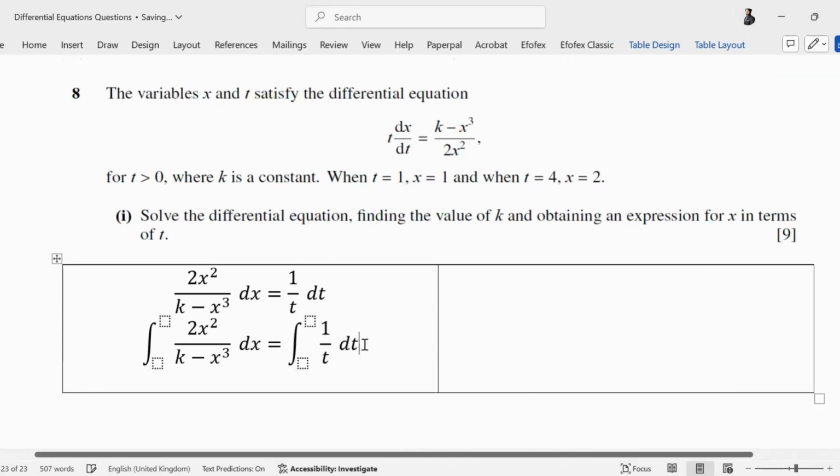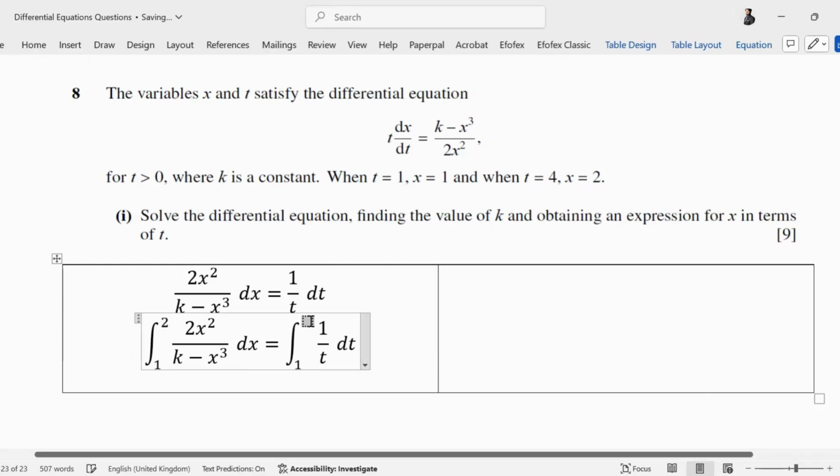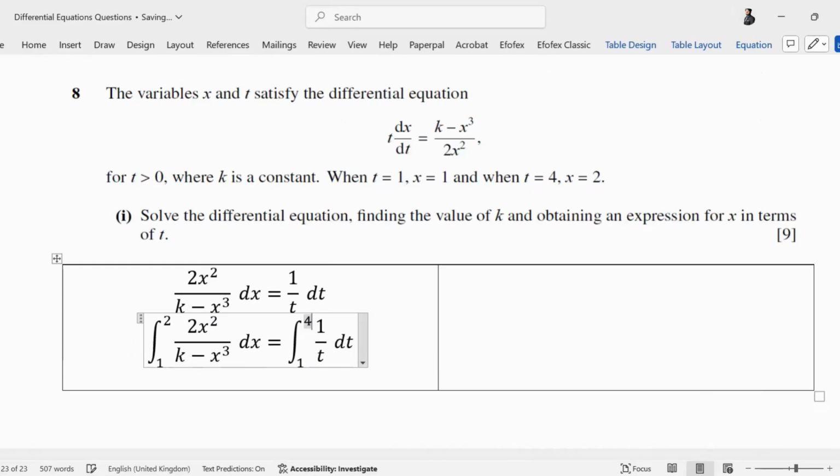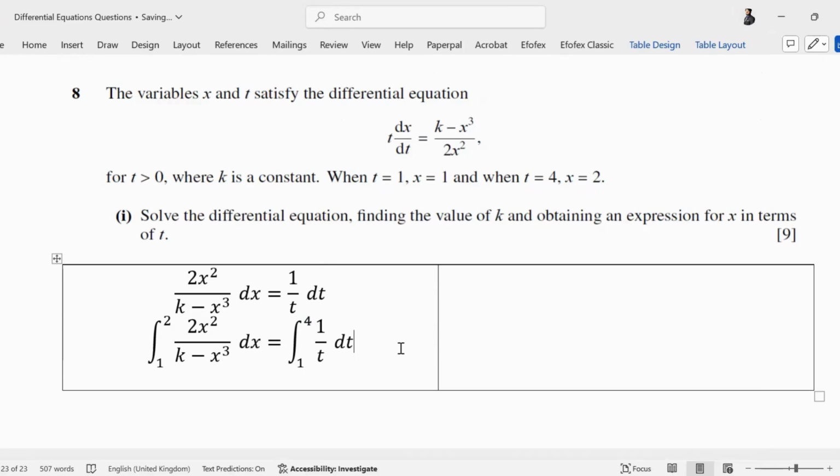Okay, so I'll integrate both sides. Here I'll say when x is 1, t is also 1. And when x is 2, t is 4. So now I have put the limits. I still need to integrate the entire thing. I know I can integrate 1 upon t. That will become ln t.